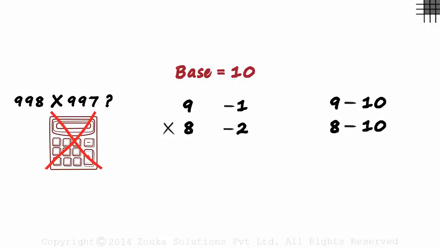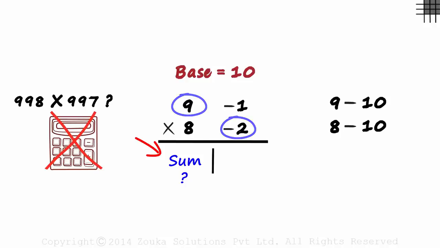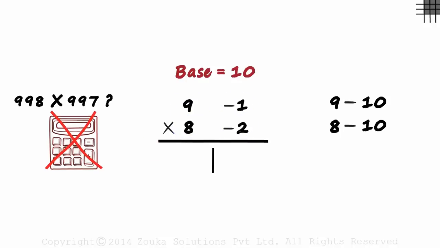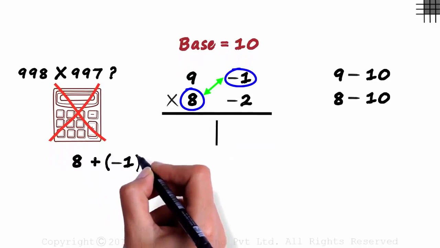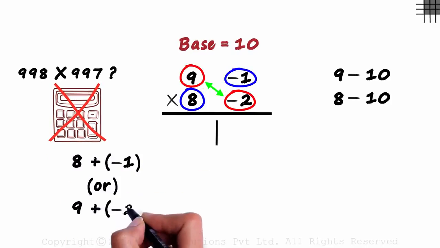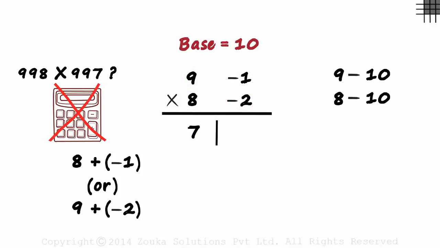Once this is done, just make a partition like this. On the left, we write the sum. What sum? The sum of these two numbers or these two numbers. Both will result in the same answer. Either 8 plus minus 1 or 9 plus minus 2. Both equal 7. So we write a 7 on the left.